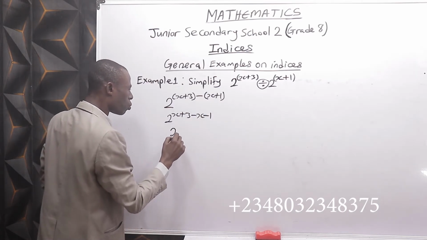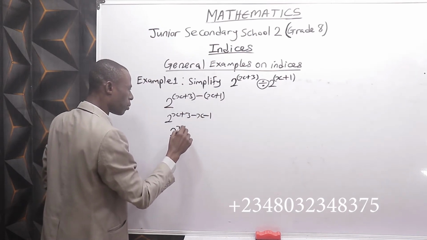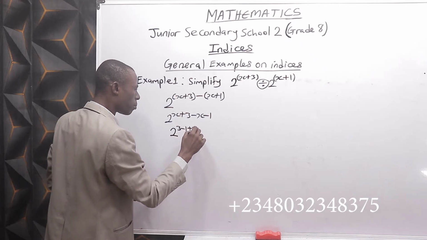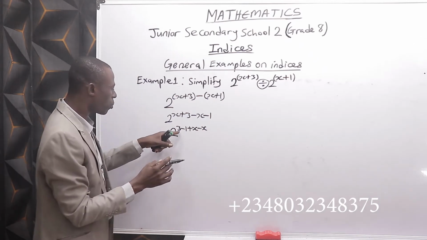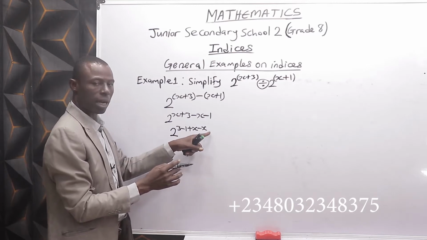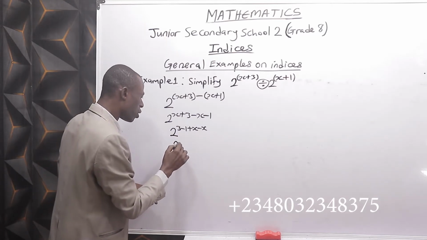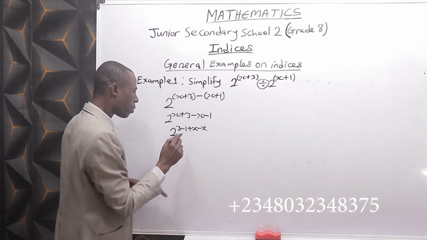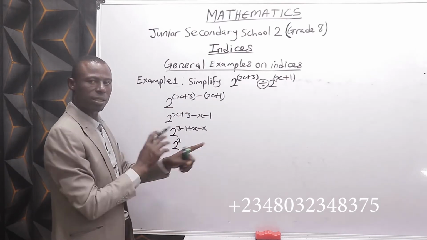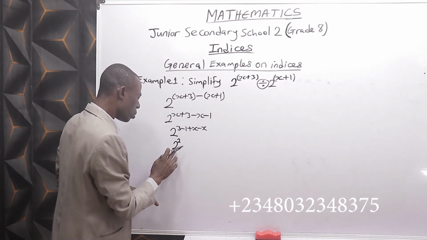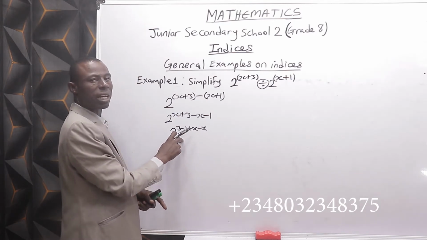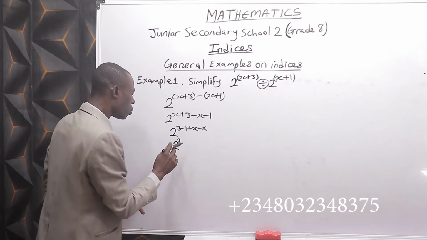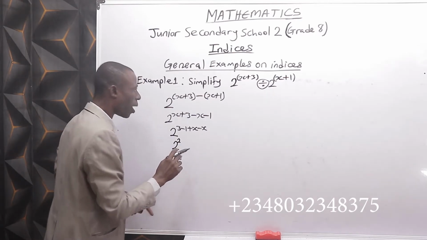So we have 2 raised to the power 3 minus 1 plus x minus x. I group the figures beside figures, letters beside letters. So we have 2 raised to the power 3 minus 1, which is 2, plus x minus x, which is 0. Meaning that we have only 2 left in the power region. 2 raised to the power 2 is 4, and that is the answer.